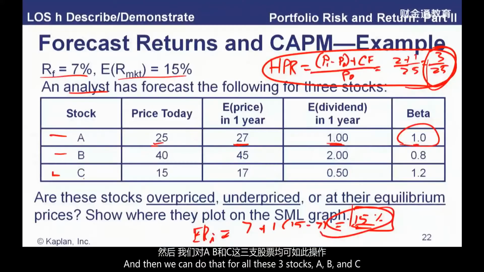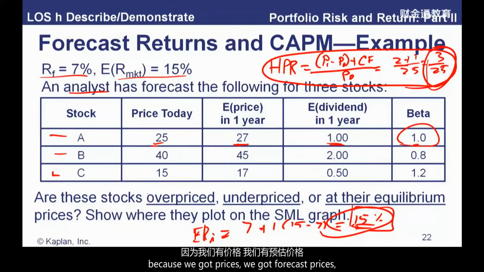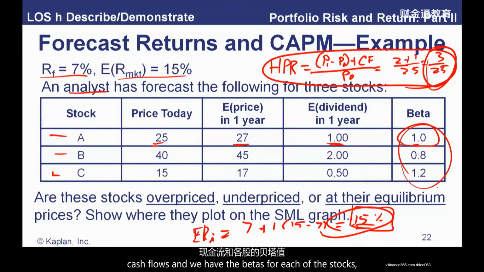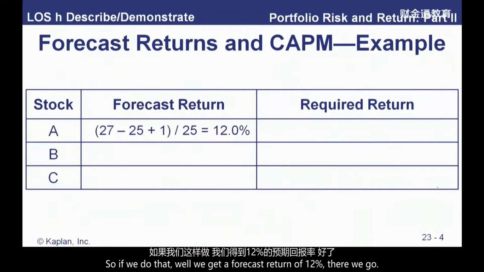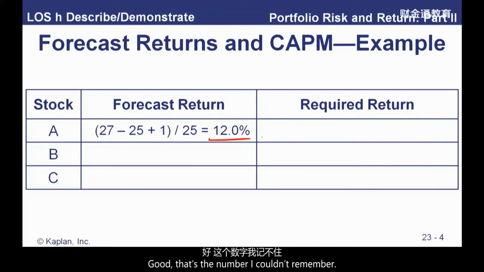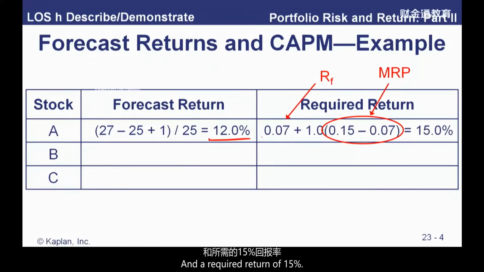And then we can do that for all 3 of these stocks, A, B, and C, because we've got prices, we've got forecast prices, cash flows, and we have the betas for each of the stocks, and then the market data, RM and RF. So if we do that, we get a forecast return of 12%. There we go. Good. That's the number I couldn't remember. And a required return of 15%.